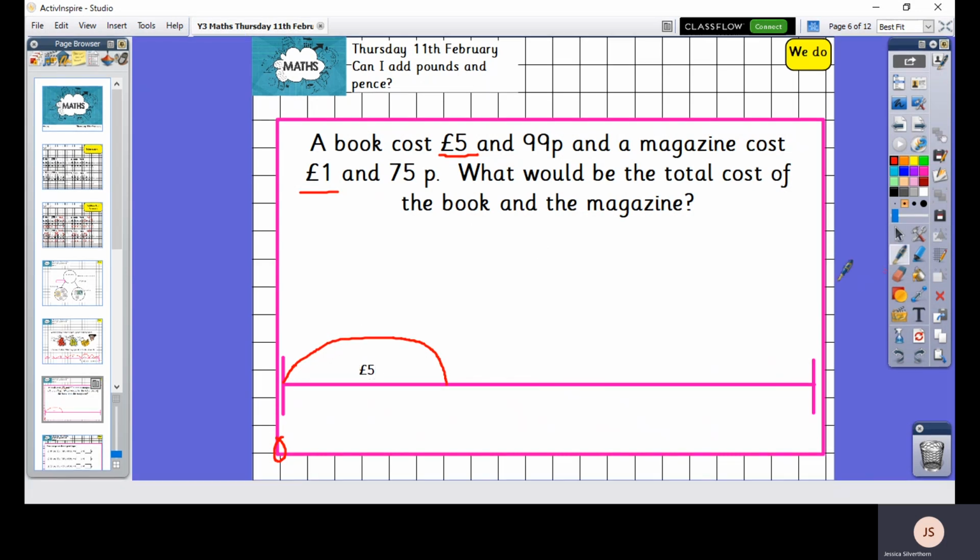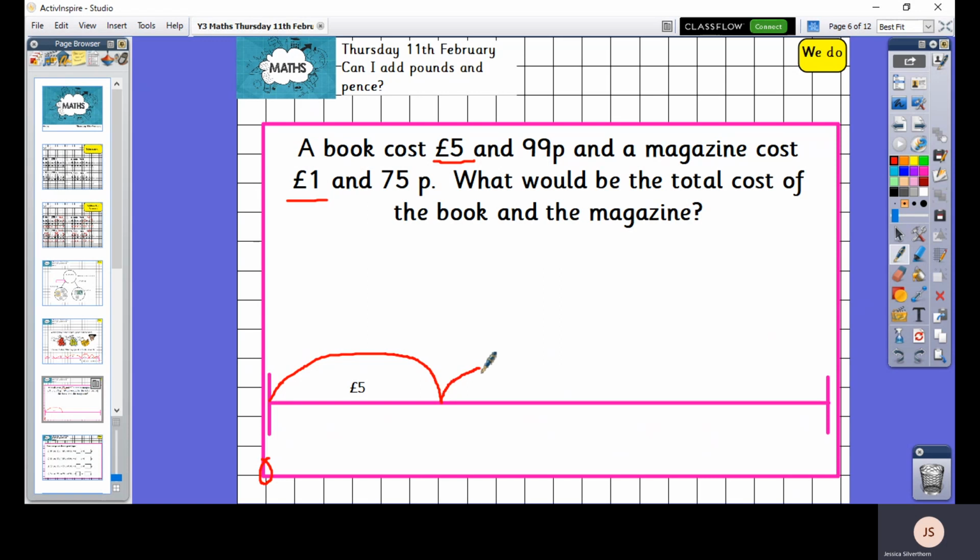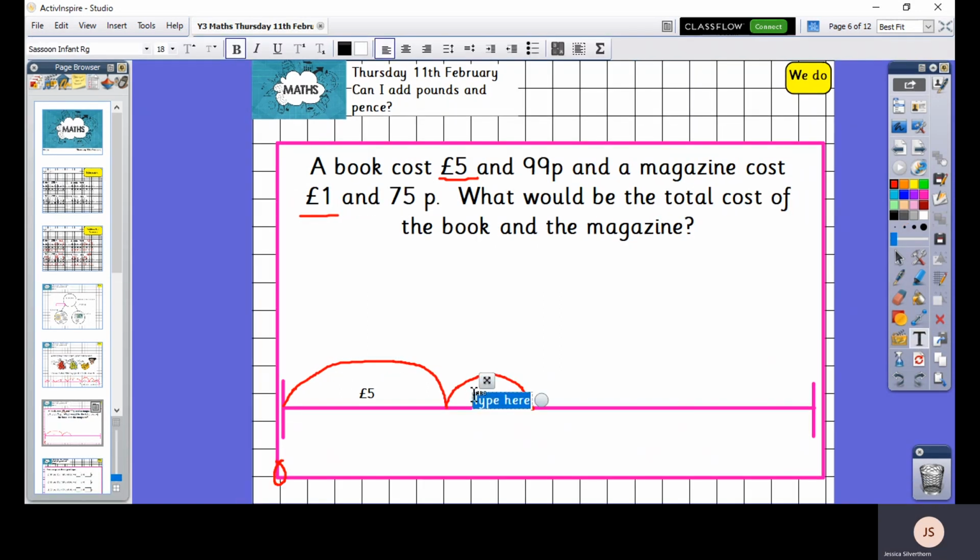I'm going to draw another jump of just £1 this time. So I'm going to go small. There we go. Okay, so altogether £5 plus £1 is going to give me £6. But then I need to worry about, I've got 99 pence and 75 pence to add on.